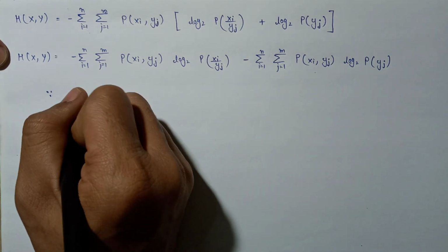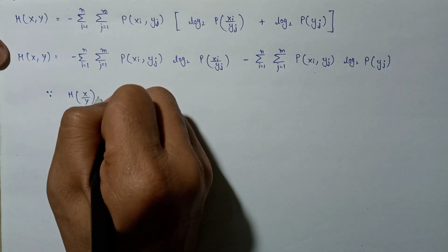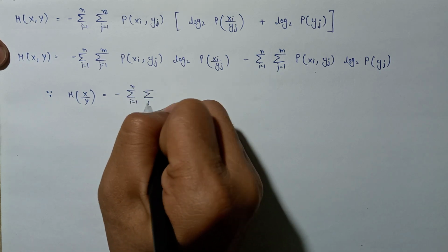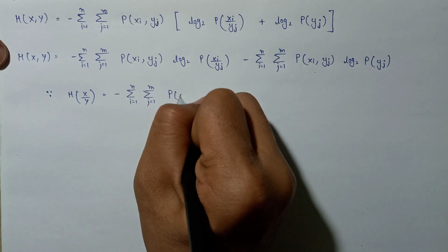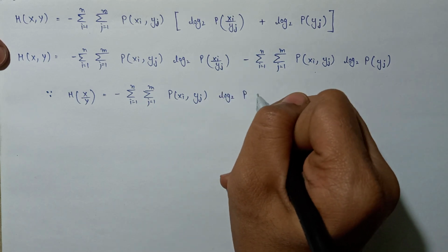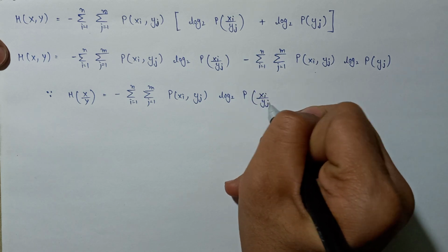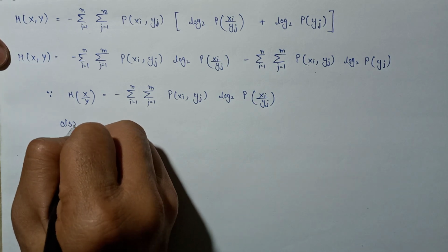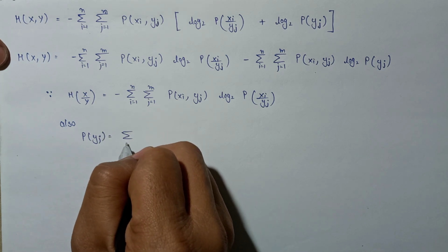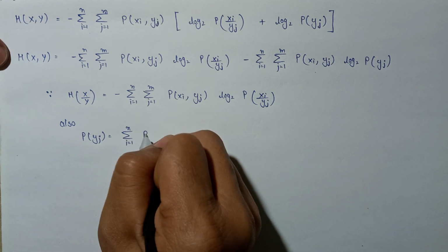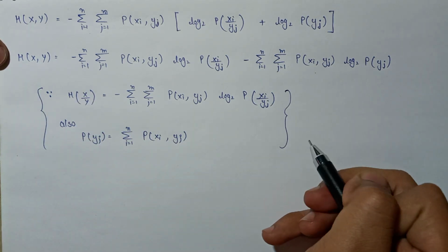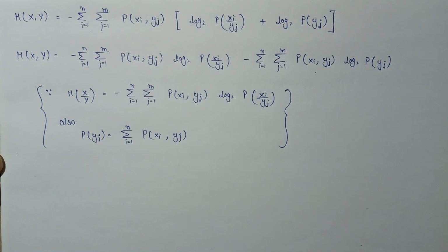Since we know that H(X|Y) is equal to minus summation i equals 1 to n, j equals 1 to m, p(xi, yj) log base 2 p(xi|yj), and also we know that p(yj) is equal to summation i equals 1 to n of p(xi, yj). These two formulas I had already discussed in my previous lecture, so you can watch it from there.